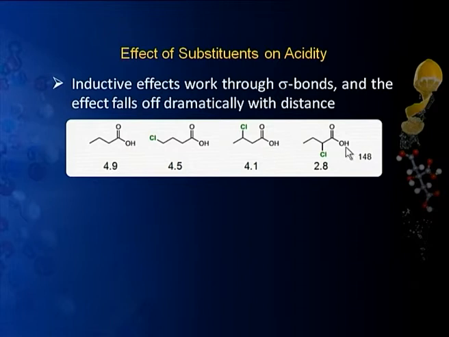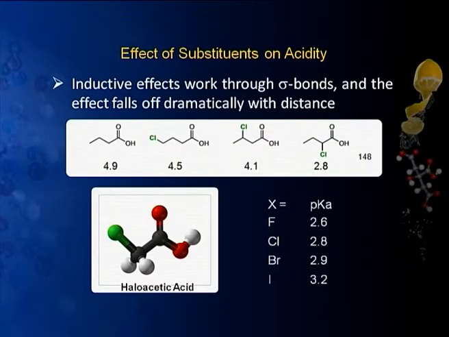When chlorine is very near to the carboxyl, pK is 2.8, that is a stronger acid. When it is 2 bonds away, in 3-chlorobutanoic acid, the value comes out to be 4.1, and when it is 4 bonds away from it, the value is 4.5. So, acid strength decreases when the electron withdrawing group moves away from the carboxyl group, because its electron withdrawing influence decreases.